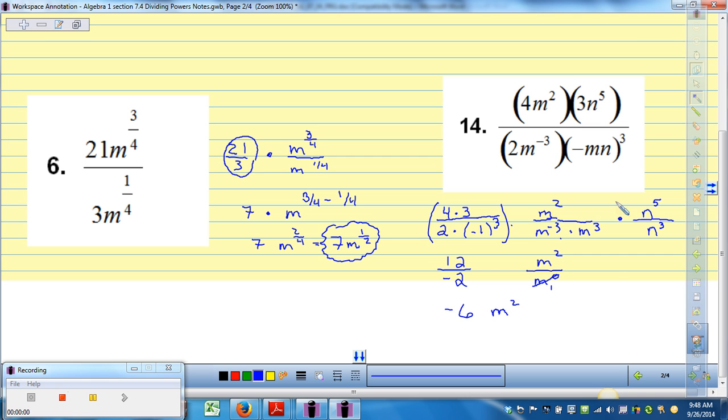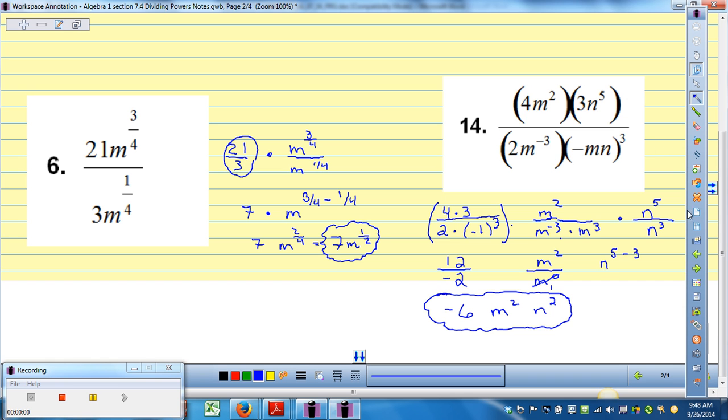All right, and now we have n to the 5th over n to the 3rd. That becomes n to the 5 minus 3, which is n to the, what? 2. Good. We're done. So that's about how tricky they can become. We need to take it piece by piece.